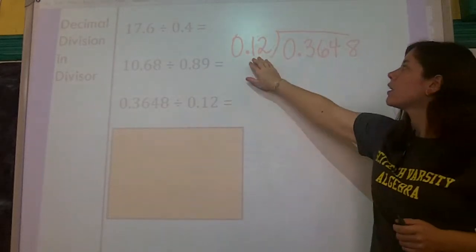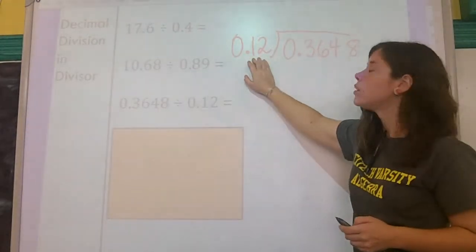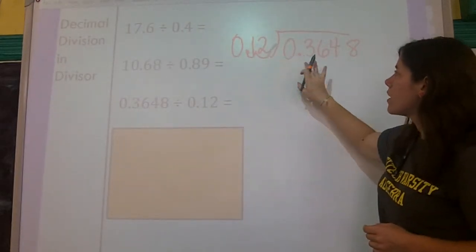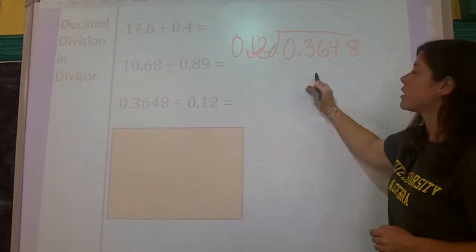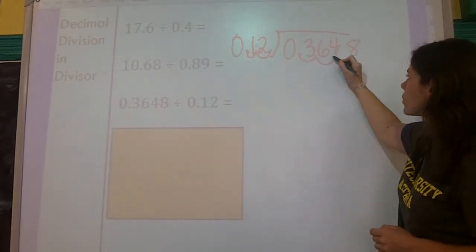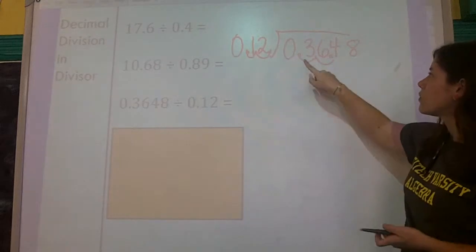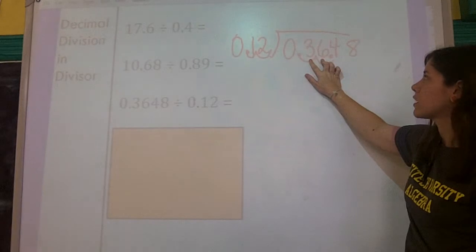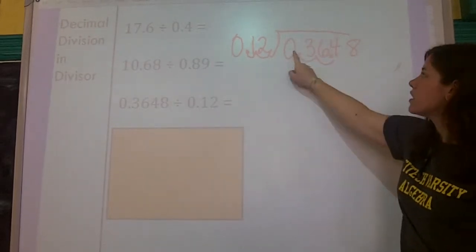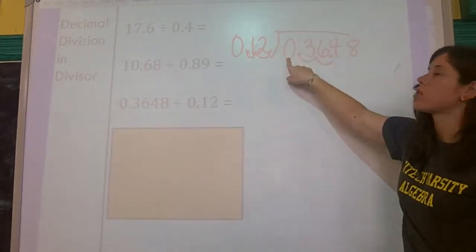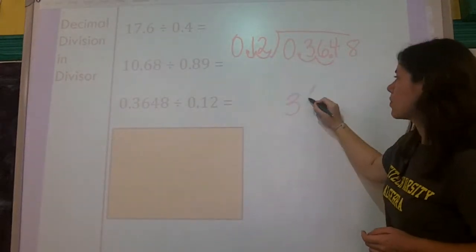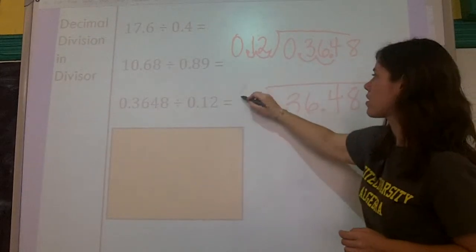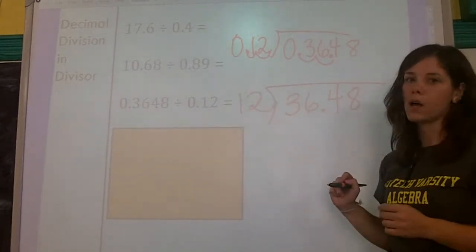Just like before, I can't get started until this is a whole number, so I need to move my decimal 2 times to the right, and then whatever I do outside, I have to do inside. Move my decimal 2 times to the right. When I moved it, I just created the number 36 and 48 hundredths, or $36.48. This 0 doesn't mean anything, so I don't have to rewrite that when I rewrite my problem. I can just write 36.48 divided by 12. Let's count by 12s.